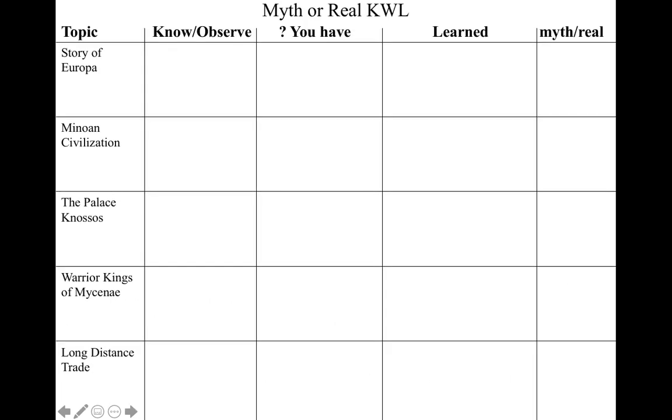For our activity today, you're going to be working on a chart that looks a little bit like this. We've got a number of different topics on the left-hand side, and I'm going to ask that at the very beginning here today, you fill in what you either know about that topic already, what you can observe from the picture that we're going to show you in just a second, and then what your question is. What kind of question comes up after you observe that picture and look at that?